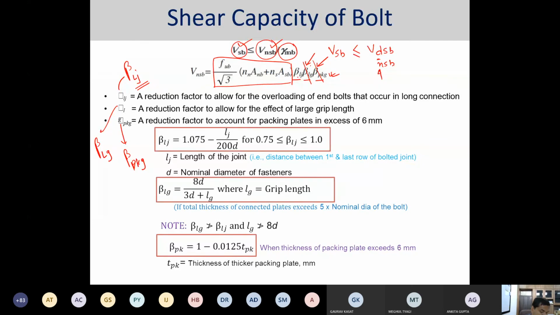If you have only the long joint, then this is the typical formula by which you have to reduce the nominal shear strength. Okay, what is this l_j? l_j means the total length of the joint, or the length of the joint. What is the distance? The distance between the first and last row of the bolted joint.